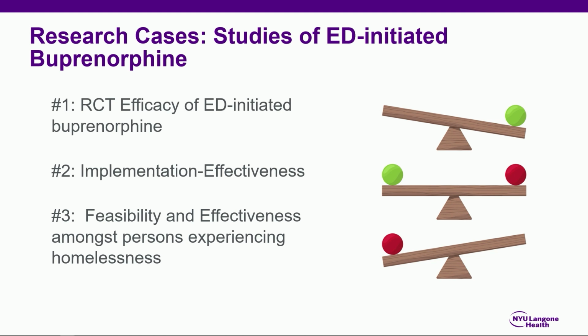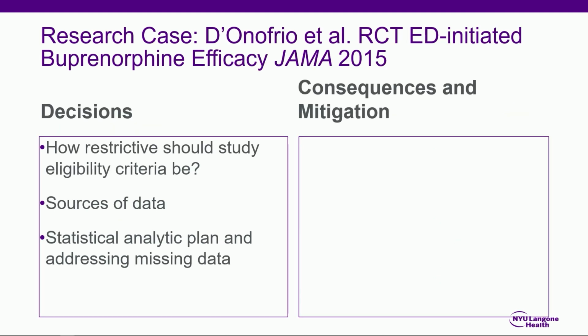So, just going through a few cases. Think about how you would design a study if it was an efficacy study. I already put RCT, but if you wanted to do an efficacy study for ED-initiated buprenorphine, later a next step might be looking at the implementation on a larger scale and effectiveness. So efficacy is under ideal conditions, effectiveness is the whole population. And then you might want to look specifically at a subpopulation of patients who are more marginalized.